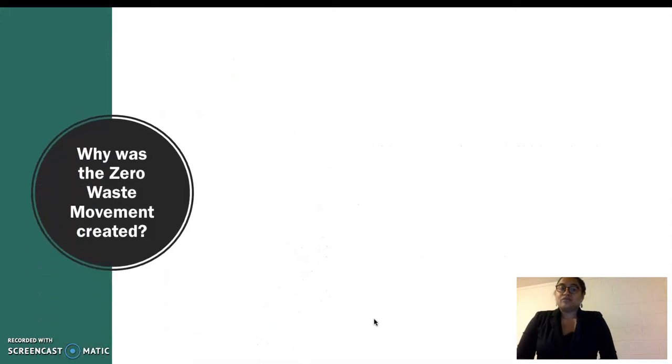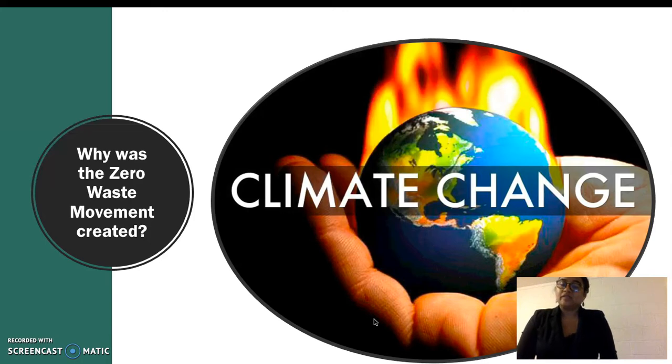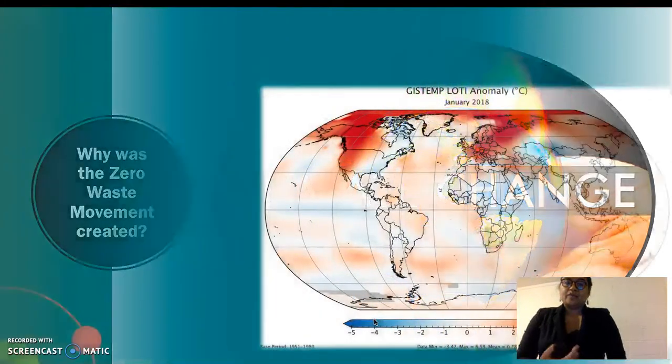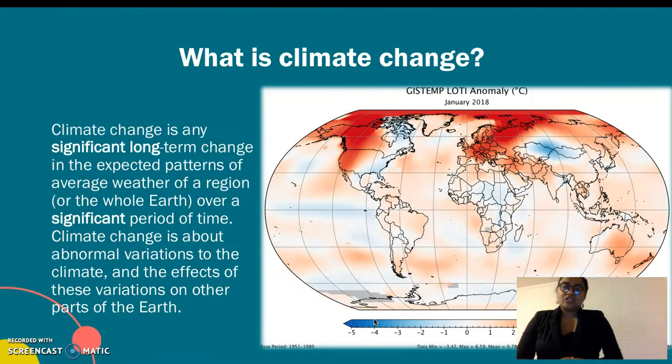Why was the zero waste movement even created? The only answer that I can give you is because of climate change. I'm sure a lot of you are wondering, what is climate change? The definition of climate change is any significant long-term change in the expected patterns of average weather of a region or the whole Earth over a significant period of time. Climate change is about abnormal variations to the climate and the effects of these variations on other parts of the Earth. As you can see here, the visual that I provided was from NASA.